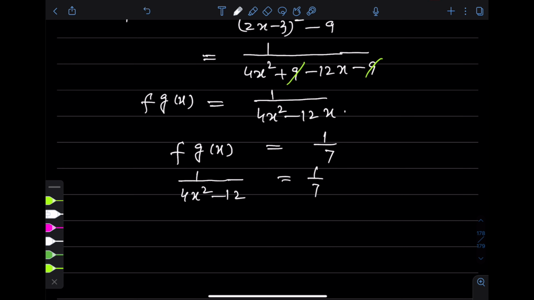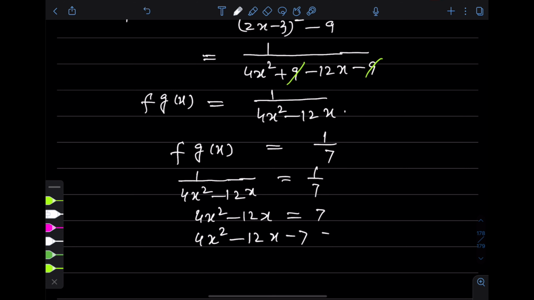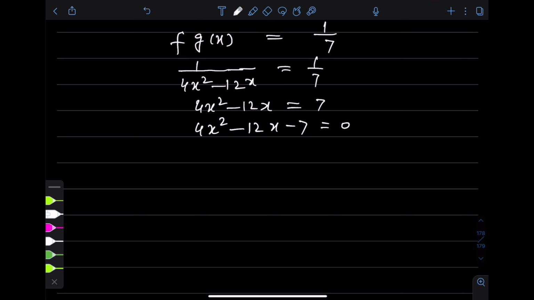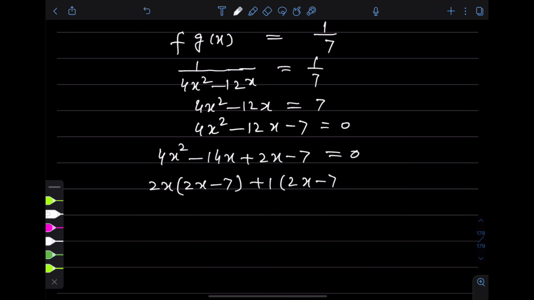Cross multiplying, we get 4x squared minus 12x equal to 7, so 4x squared minus 12x minus 7 is equal to 0. Writing it in this form and factorizing it: 4x squared minus 14x plus 2x minus 7 is equal to 0. 2x common: 2x(2x minus 7) plus 1(2x minus 7) is equal to 0.